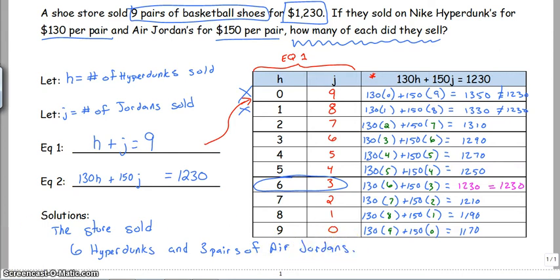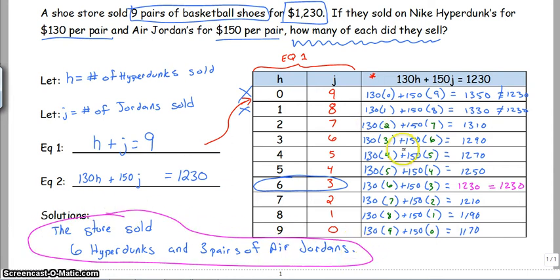Make sure that you have gone through and you have checked all of those ordered pairs. Check your work. You must write your work statements here, your solutions here. This is the only one where it equals 1230. We know all of these make equation 1 true, but only one of them makes both equation 1 and equation 2 true.